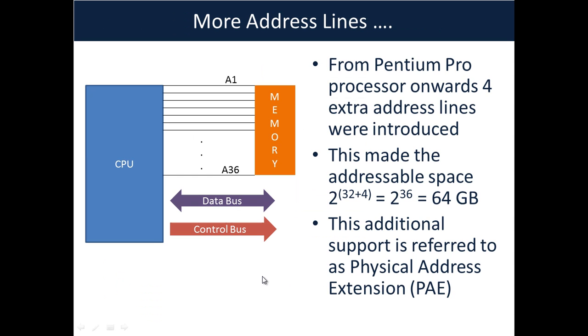Now even after this, when we reached the Pentium Pro processor, 4 additional address lines were added, and this made the total 36 addressable lines. Hence the total addressable space became 2 to the power 32 plus 4, which is 2 to the power 36, which is 64 GB. This extension of 4 additional address lines, which gives the processor the ability to address 64 GB, is called physical address extension, and the short form is PAE. This is the abbreviation, right?